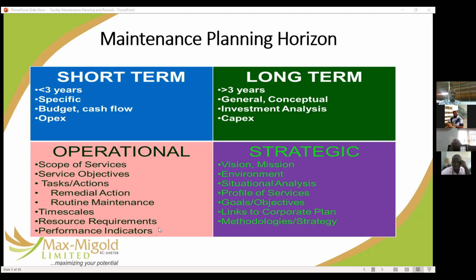Then you have to consider environmental factors, situational analysis, profile of service, goal and objective, link to corporate plan, and methodologies to strategy. Methodology involves the methods you want to use in performing that maintenance task. Because if it is something that is going to be a recurring maintenance, it must be strategized. You need to put certain strategies in place in such a way that it will create an itch-free environment for production and availability of your asset when it is required and when due.